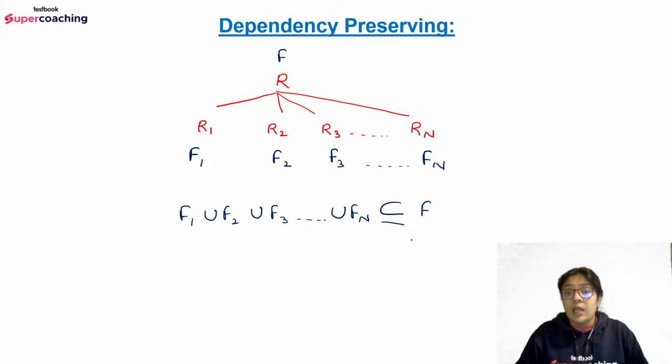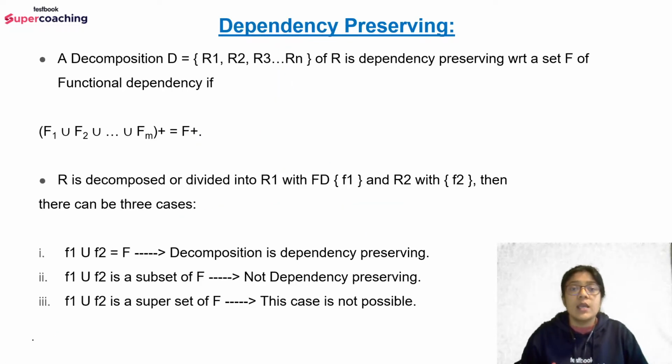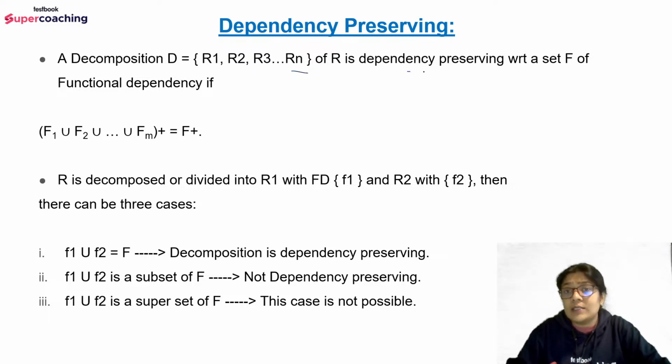Now if it is returning the same number of dependencies, सारी की सारी dependencies sub relations में भी preserve हो रही हैं, in that case we are saying that the decomposition is dependency preserving. अगर एक भी dependency lost होगी, that means it is not preserving all the dependencies. नाम से समझ में आ रहा है, nothing complex. So a relation R is decomposed into the sub relations R1, R2, R3 and so on up to Rn. So R is dependency preserving.